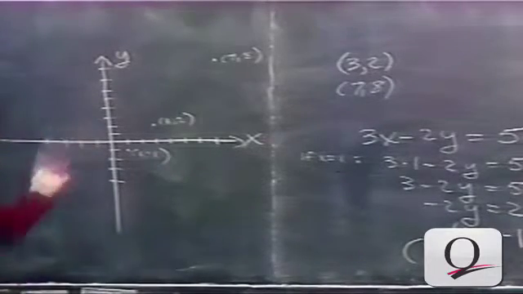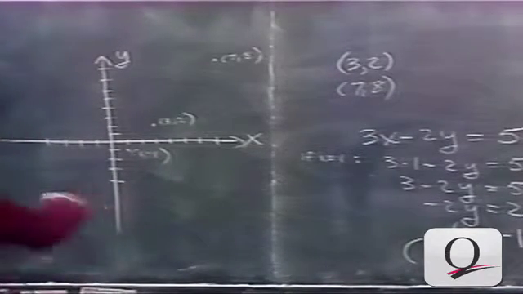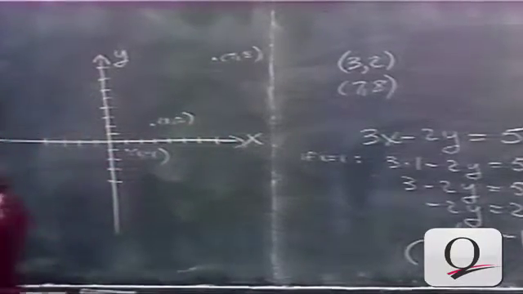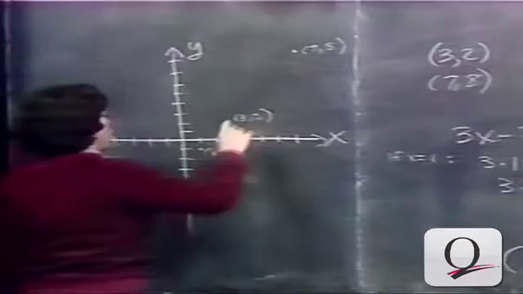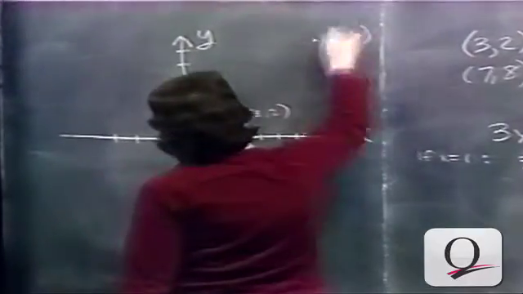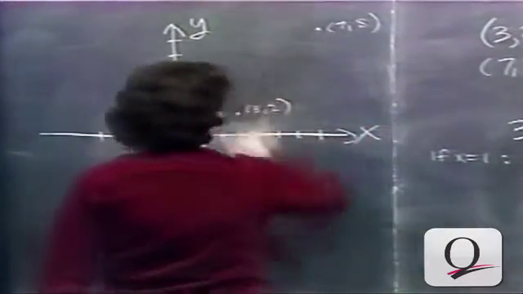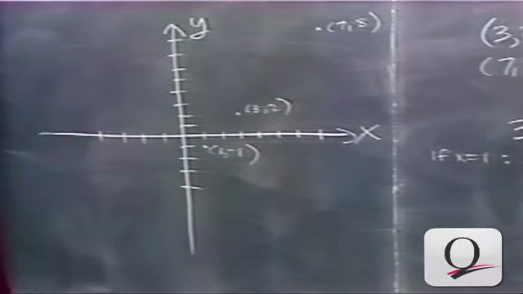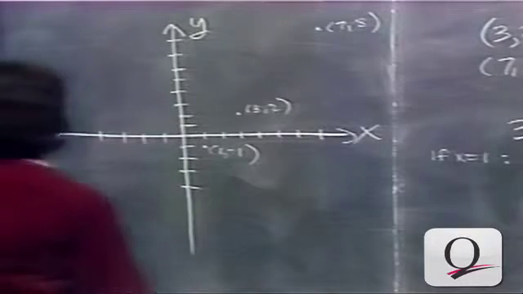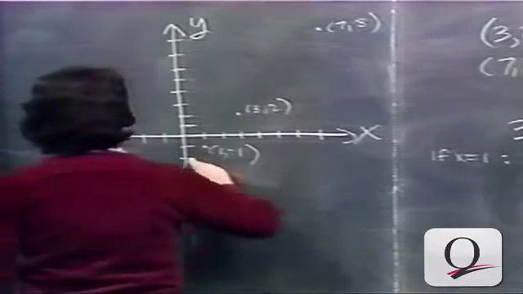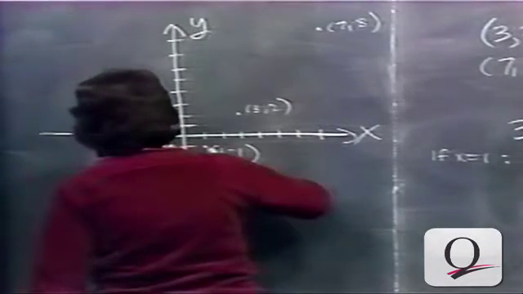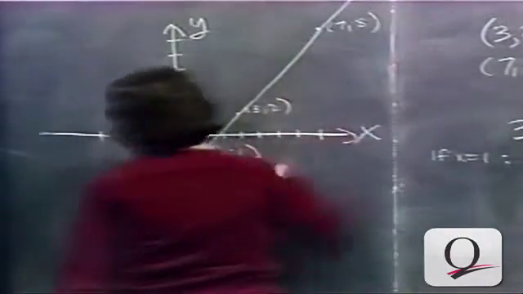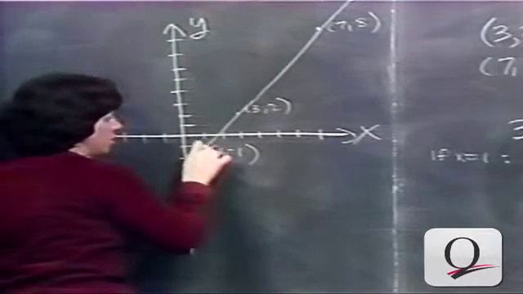I could keep getting other solutions, let x be different values, and get what the y values are. It would turn out that all of the points that I would get, in this case, would lie along a straight line going through these points. It's going to be a little hard to draw without a ruler. Something like that. This is not a coincidence.